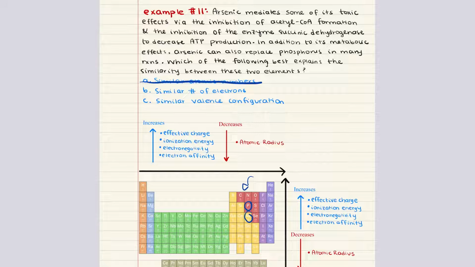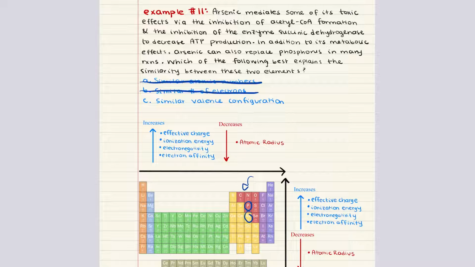Now, option B says they have a similar number of electrons. This is also incorrect. Both elements have a different total number of electrons: 15 for phosphorus, 33 for arsenic. What they do have in common is the number of valence electrons, and that's what's crucial for chemical reactivity. So this option does not address the key aspect of their similarity, and it's an outright incorrect statement. So we're going to go ahead and cancel answer choice B.